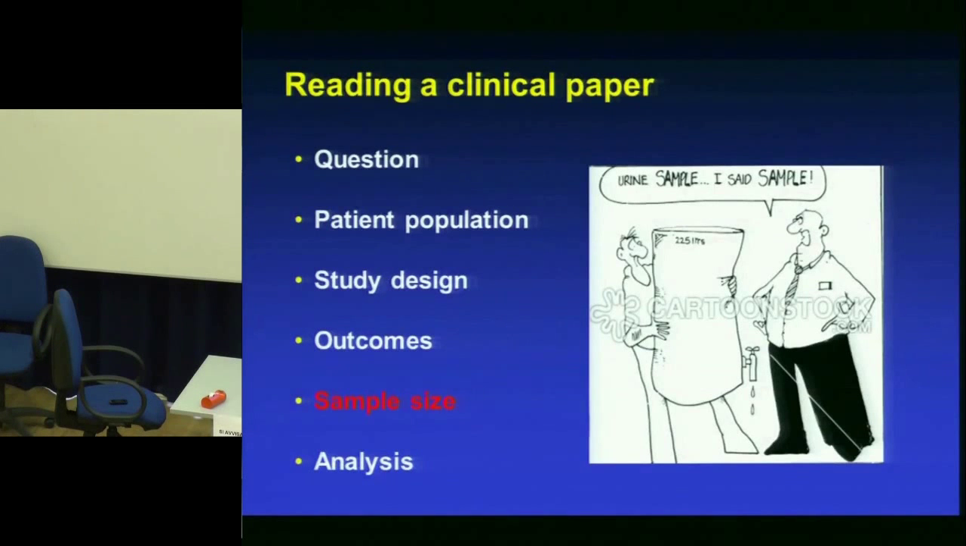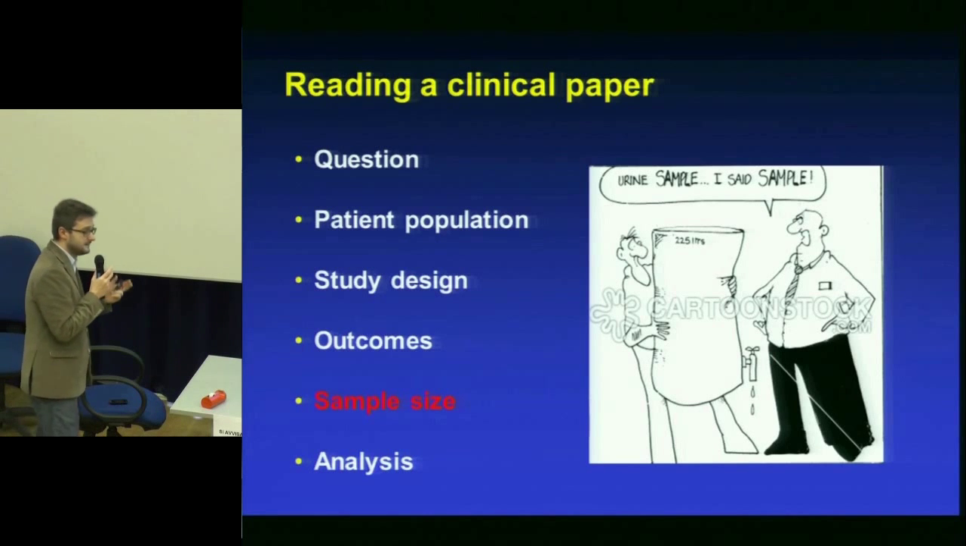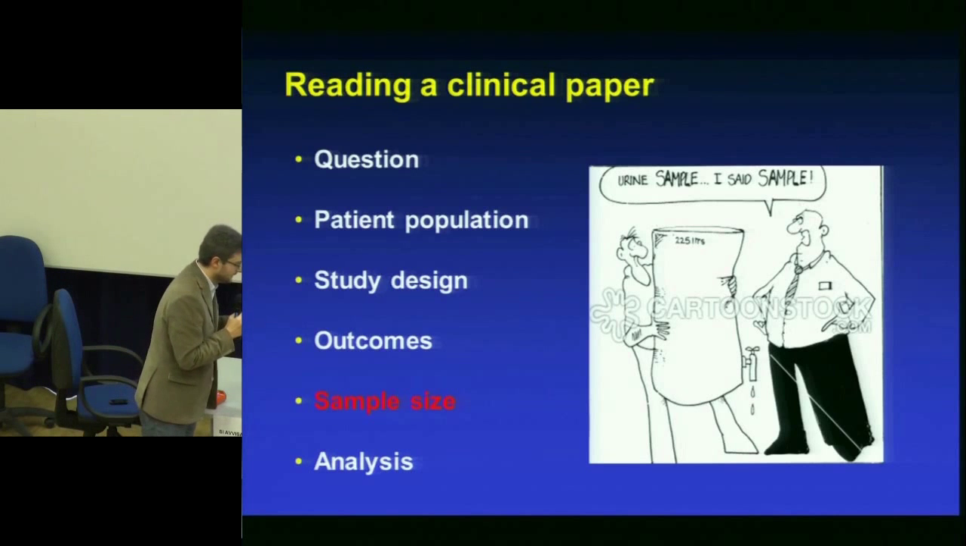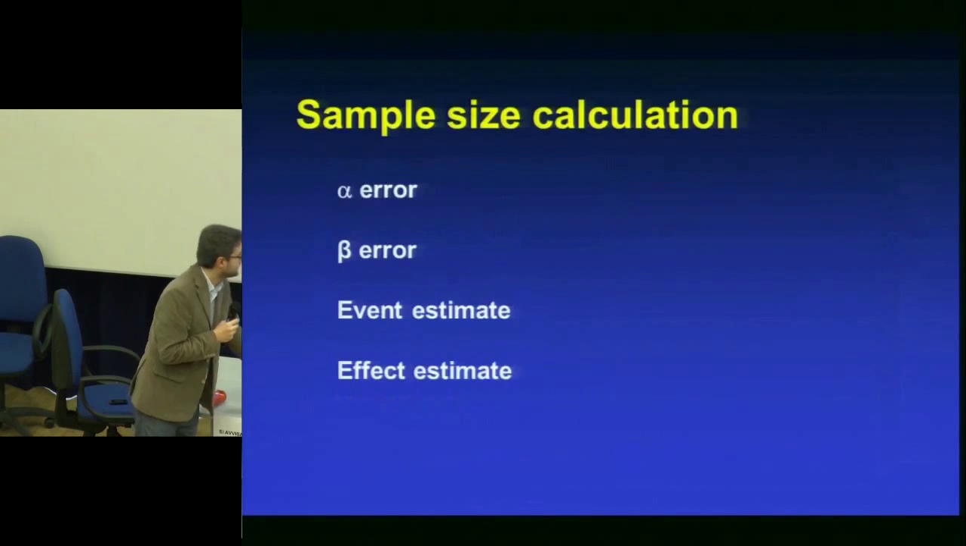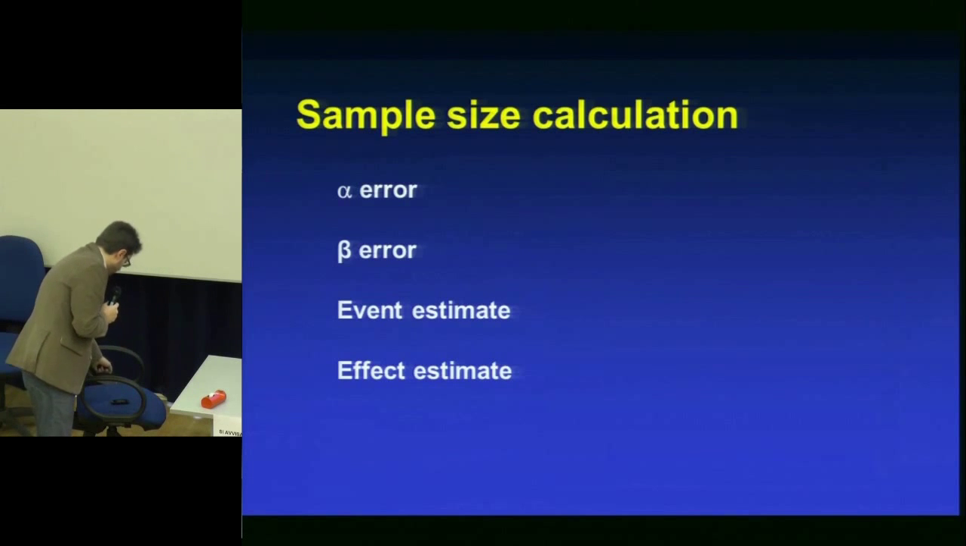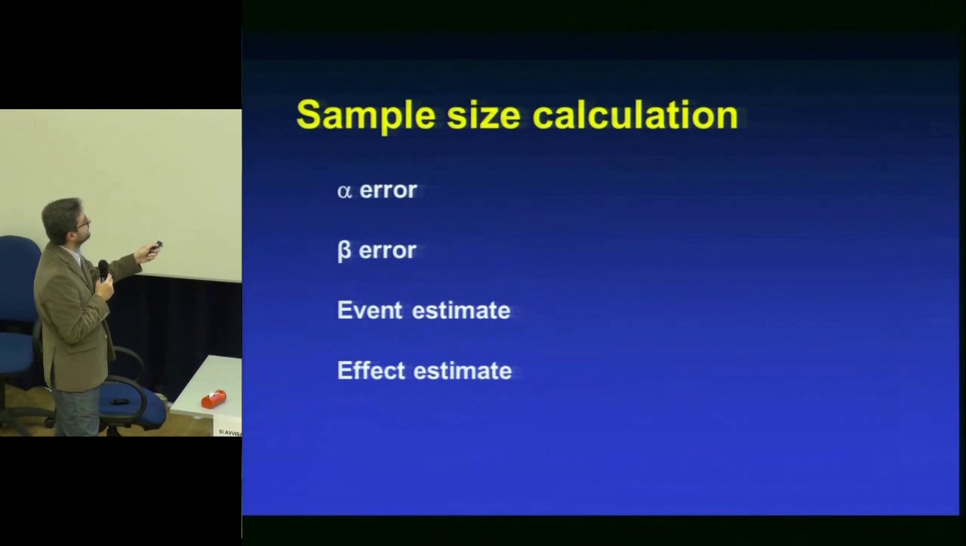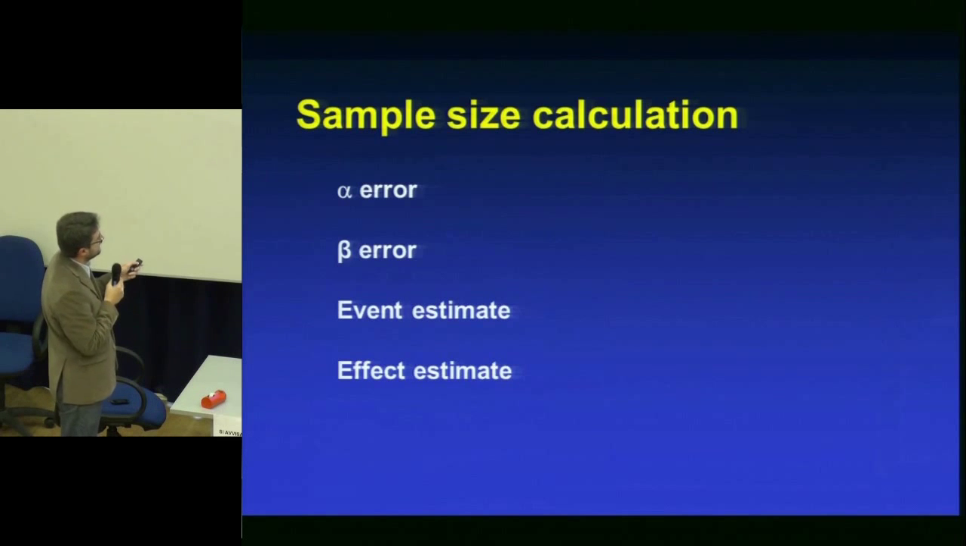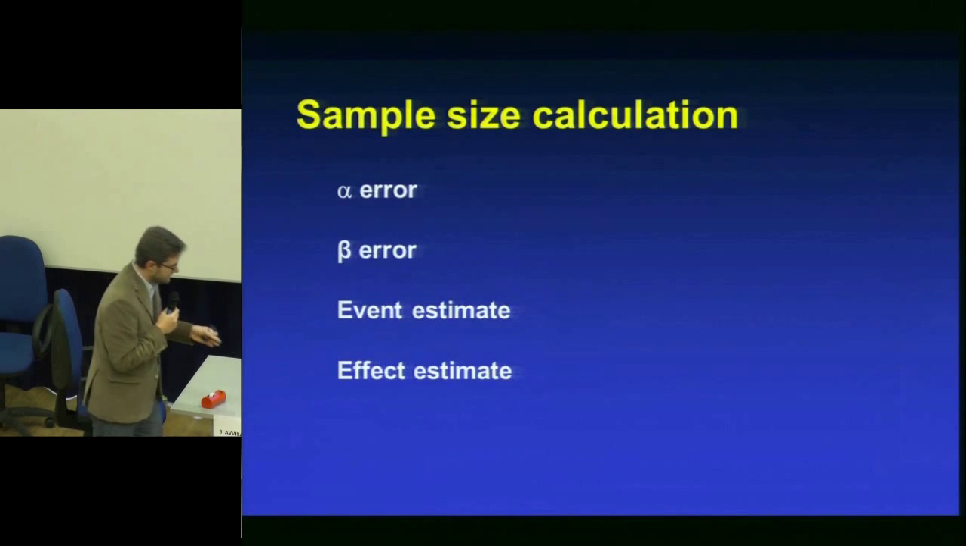next topic to discuss. We cannot study the whole population, the whole Italian population with hypertension. So we have to take a sample, and it has to be representative of the population and ideally have the same condition. To calculate the sample size, we need at least these four variables: alpha error, beta error, event estimates, and effect size. What are they? That is standard. It does depend on the research.